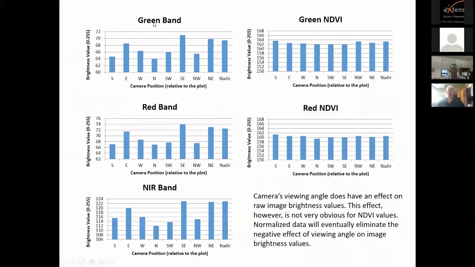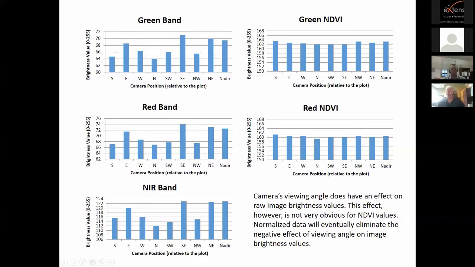And you can see if I looked at the green band brightness values, if I looked at it from the south, I get this value, from the east, I get this, and so on. You can see straight down, or nadir, I get this. So I get entirely different brightness values for the same plot, all flown within a minute or two of each other, depending on the viewing angle. The same with the red band, the same with the near-infrared band.